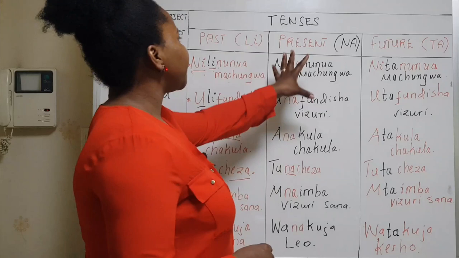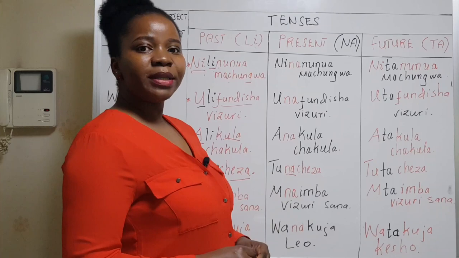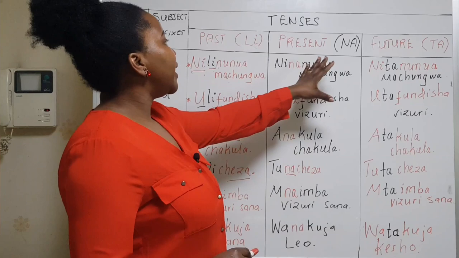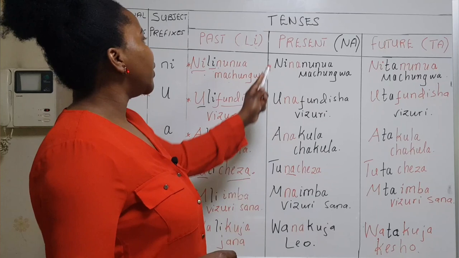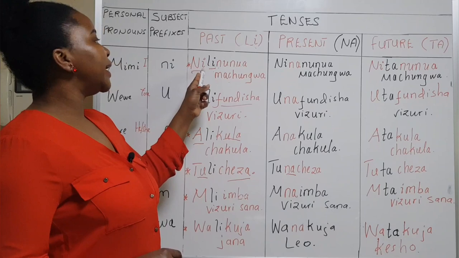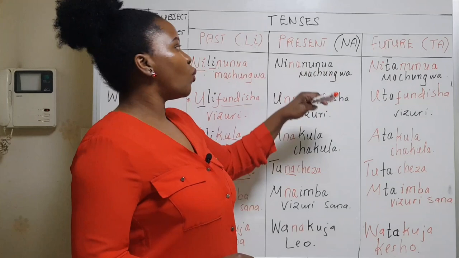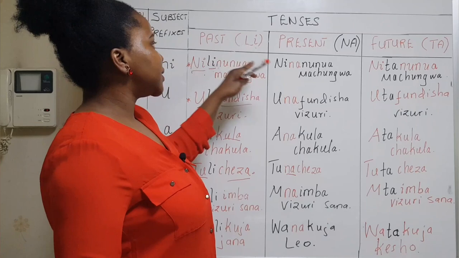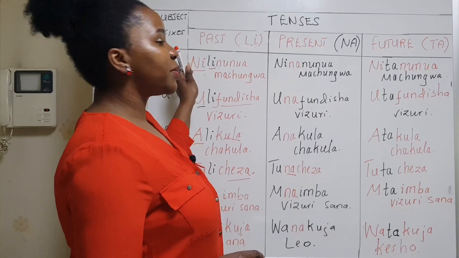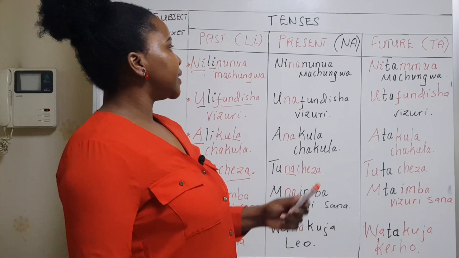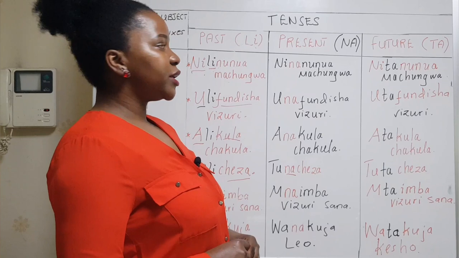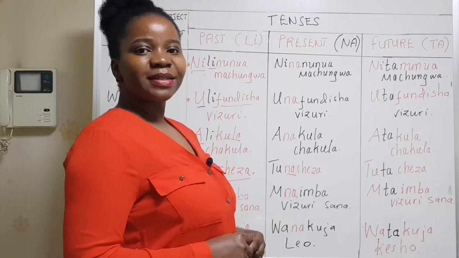Okay, let's take a look at the present tense. For the present tense, we deal with the simple present tense and present continuous tense. So na represents the present tense. So, ninanunua machungwa. For the past tense, we said nilinunua machungwa. But for the present tense, we put na after the subject prefix. So ni na nunua machungwa. Ni is the subject prefix and na is the present tense, and nunua is to buy, machungwa, some oranges. So ninanunua machungwa means I am buying some oranges. And unafundisha vizuri.